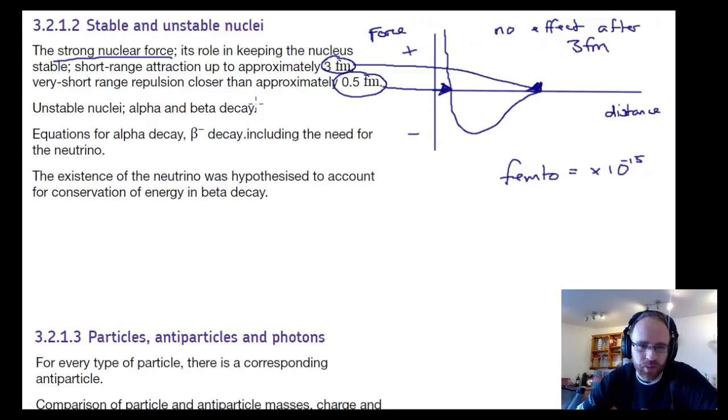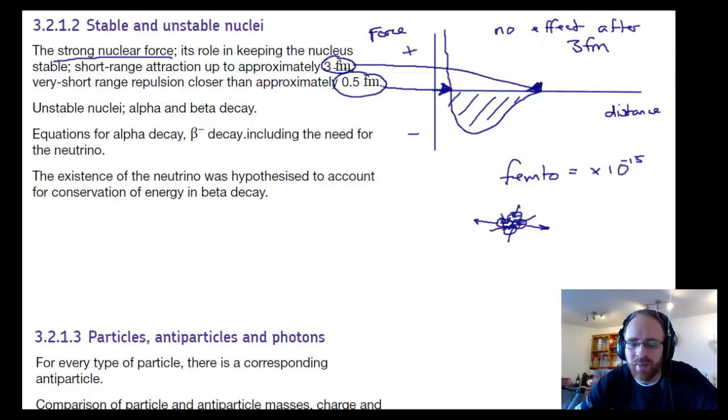That is the strong force. So the strong force is holding things together, and in our nucleus, our electrostatic force is pushing things apart. So the protons are pushing each other apart, but the neutrons and the protons are all holding each other together. So all nucleons hold each other together if they're within this area here.